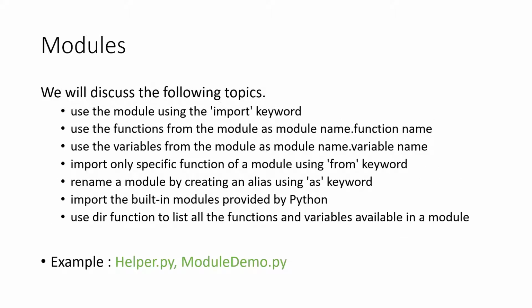And we'll cover the following topics: how to use the module using the import keyword, how to use the functions from the module as module name dot function name, and how to use the variables from the module as module name dot variable name, and import only specific functions of a module using the from keyword, and rename a module by creating an alias using the as keyword, import the built-in modules provided by Python, and use the dir function to list all the functions and variables available in a module.